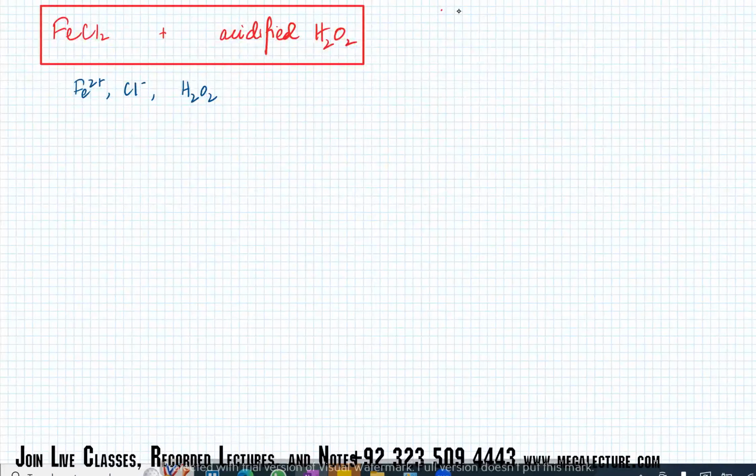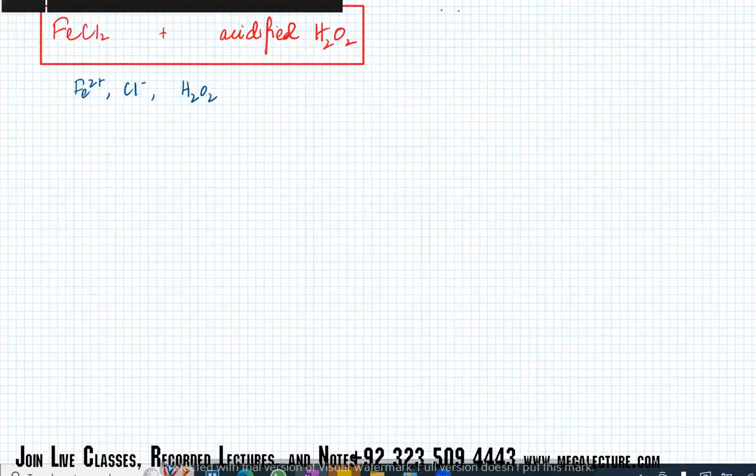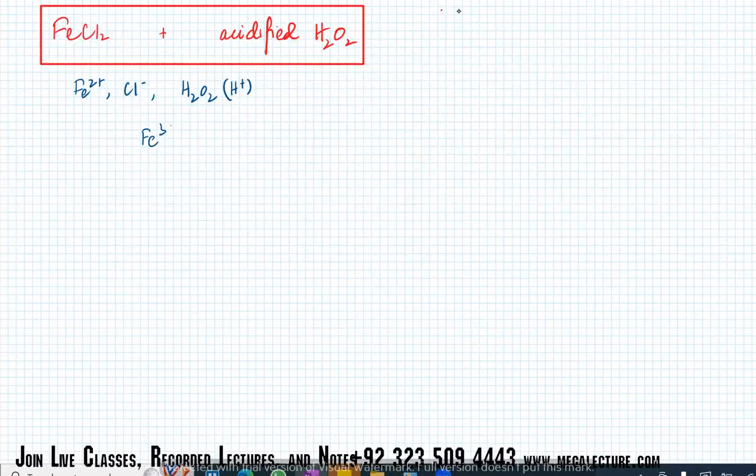Okay, so you've got Fe2+, you've got Cl−, and you've got H2O2 acidified. That means it's supposed to have H+ in it. So I'm just going to look for the equation for Fe2+. If you open the data booklet, there are going to be two equations: one with Fe3+ gaining 1 electron in equilibrium with Fe2+, and the other, I think, with Fe2+ gaining 2 electrons, in equilibrium with Fe.